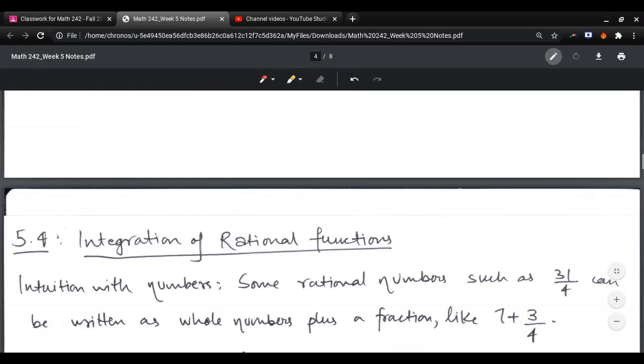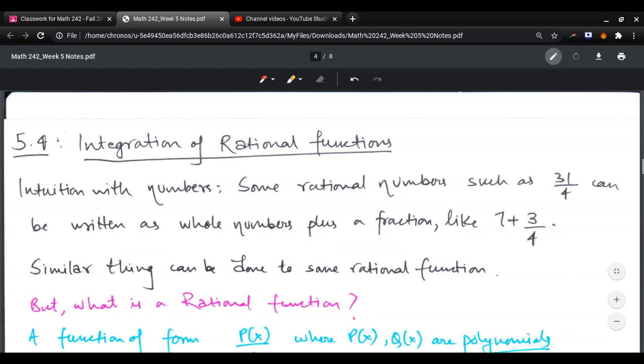We learned about trigonometric substitution. The next one is a really useful, handy, and important method of integration. It's integration of rational functions. First, let's start with an intuition with numbers.